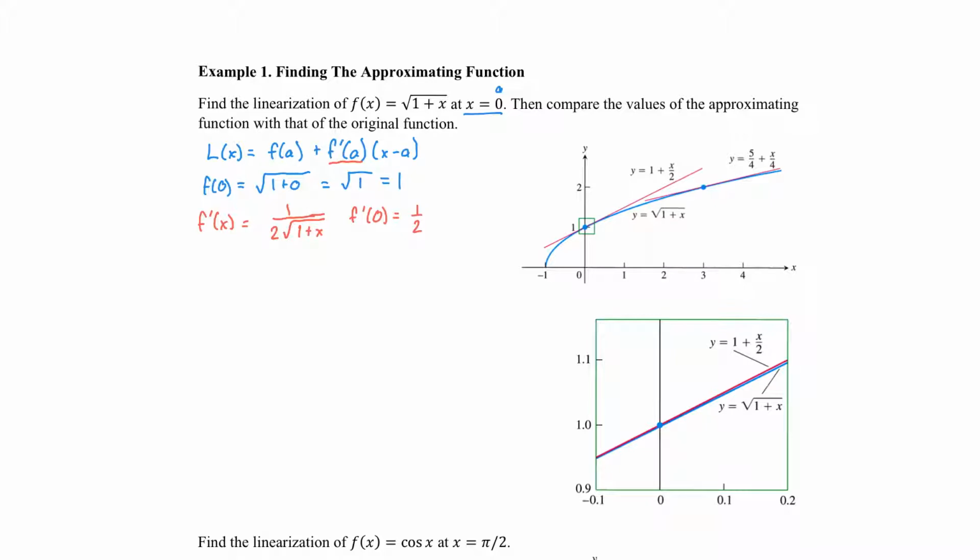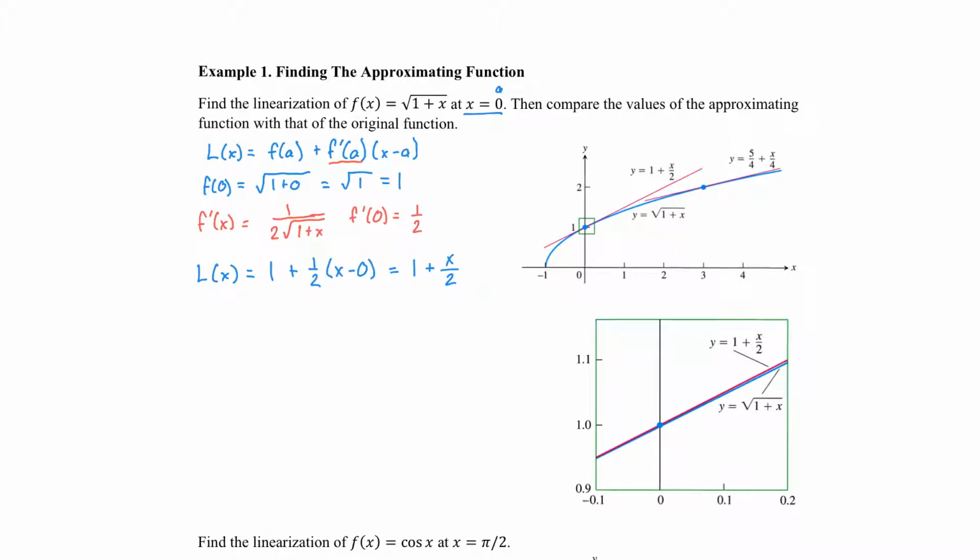Now, we have all the information we need. Let's get our linearization. Our linearization, L of x, is equal to f of a, which we found is 1. And then we add to that f prime at a, so that's going to be 1/2. And then we're going to do x minus our center. In this case, our center was just 0. So we found our approximating function is just going to be 1 plus x over 2.